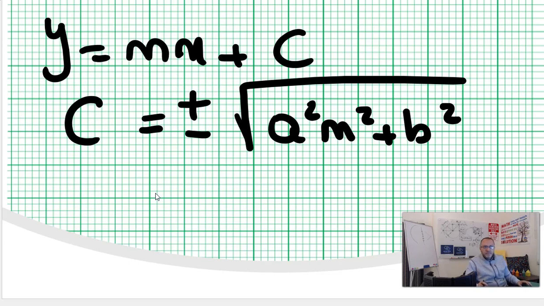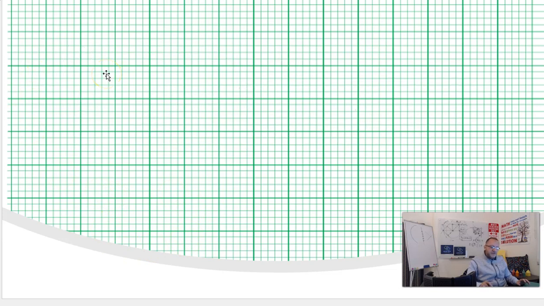What is m? M is your slope, it's your rise over run. So you need that condition. If the line does not fulfill that condition, the constant doesn't fulfill that condition, you cannot draw a tangent, okay? So let's go back and recap.